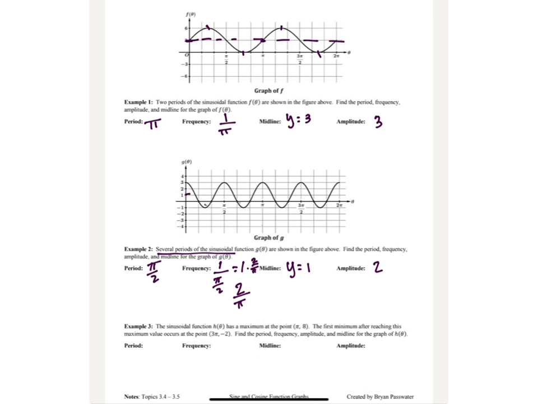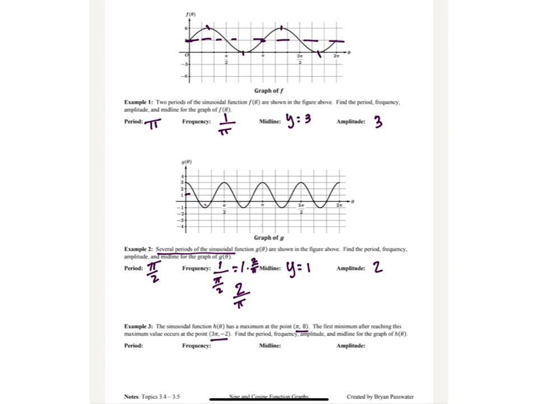Okay, example 3, no graph. Now, this is where things get interesting, and this is why I appreciate this resource so much. Listen. It says it has a maximum at the point (pi, 8). The first minimum after reaching this maximum value occurs at 3 pi. Now, that's a halfway point.